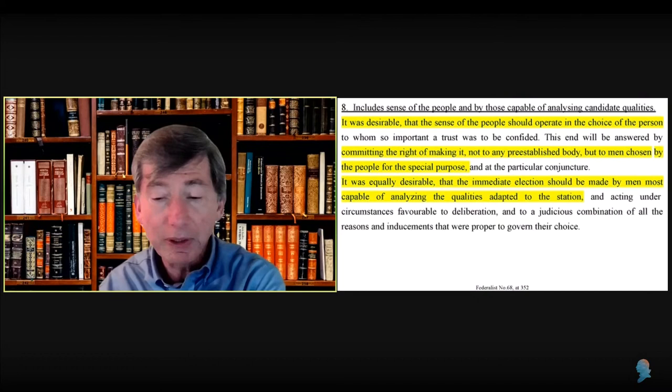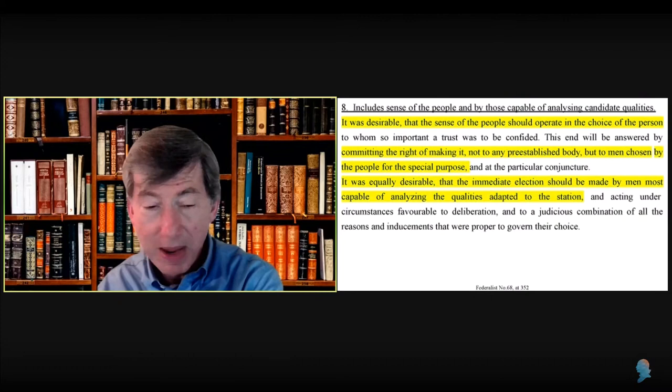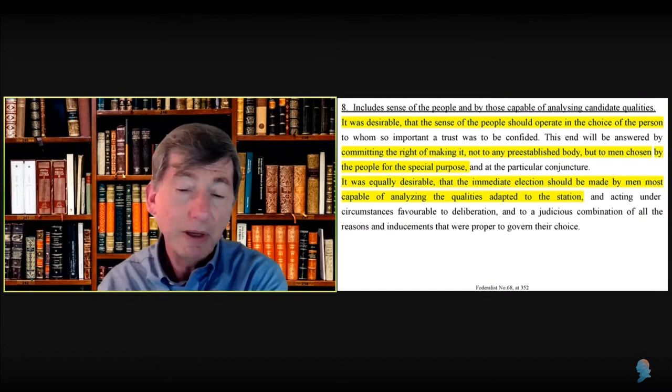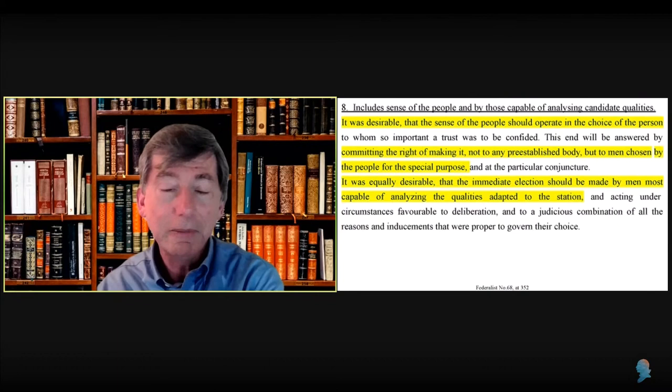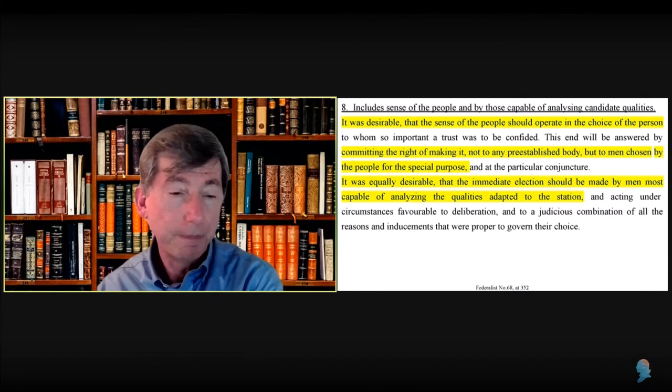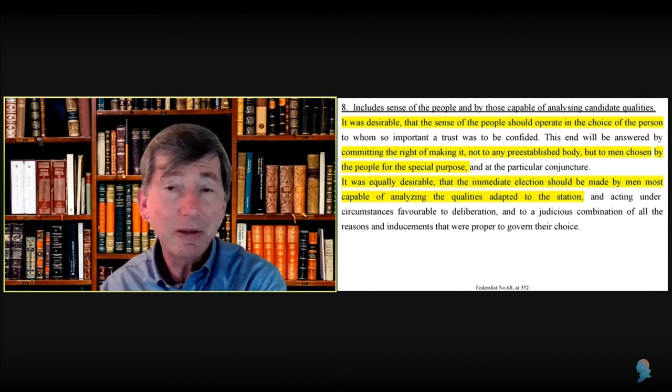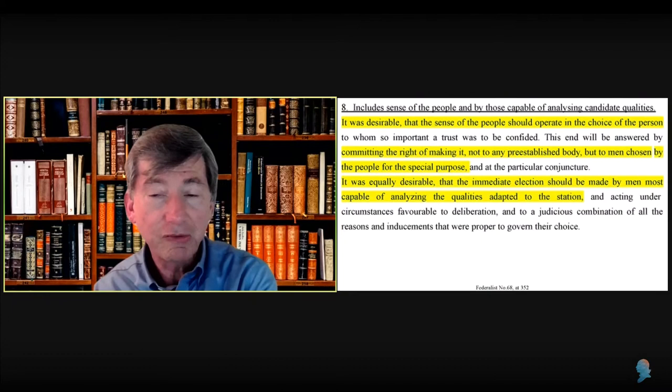It was equally desirable that the immediate election should be made by men most capable of analyzing the qualities adopted to this station. You may say, well, that's no longer true. They don't do that. But wait a minute. Many of you, probably most of you, aren't old enough to remember what the world was like in politics prior to the spread of primaries, especially, but also caucuses. That's not the way presidential candidates were chosen. They were chosen in what critics called smoke-filled rooms, okay?